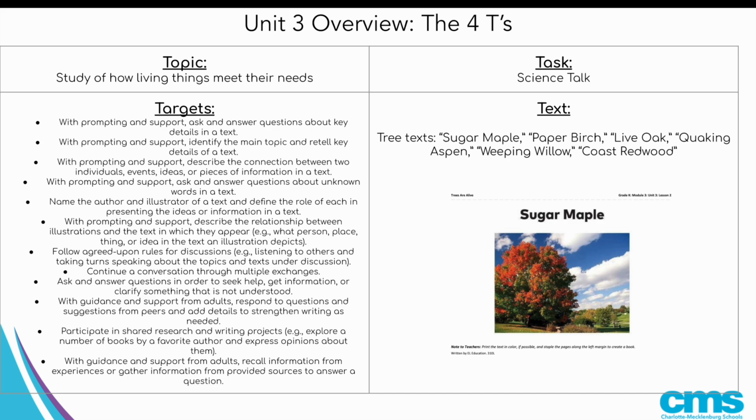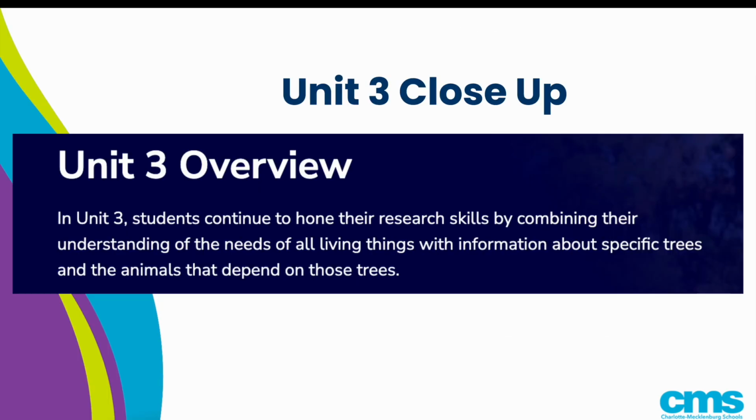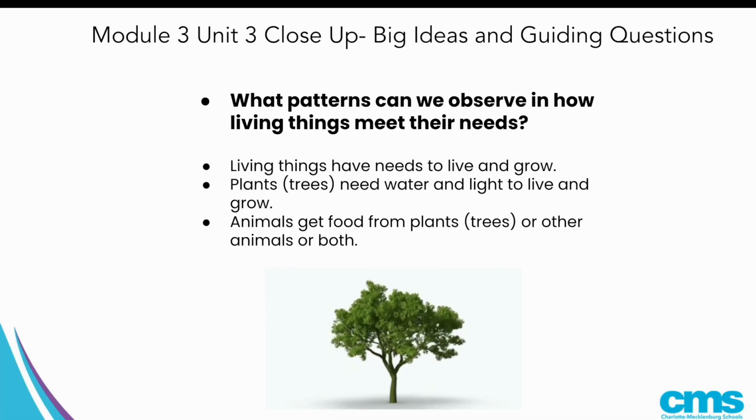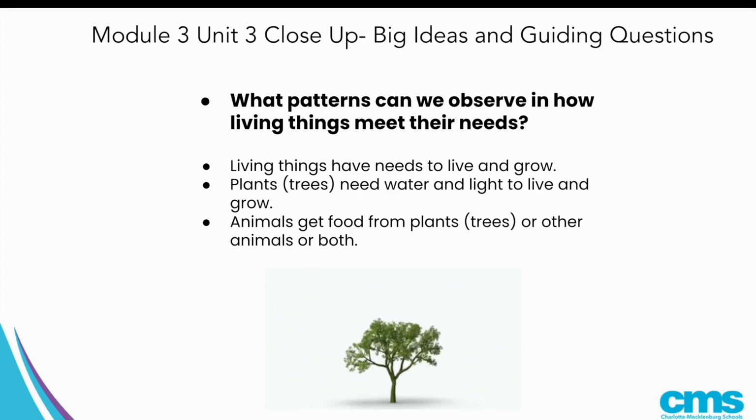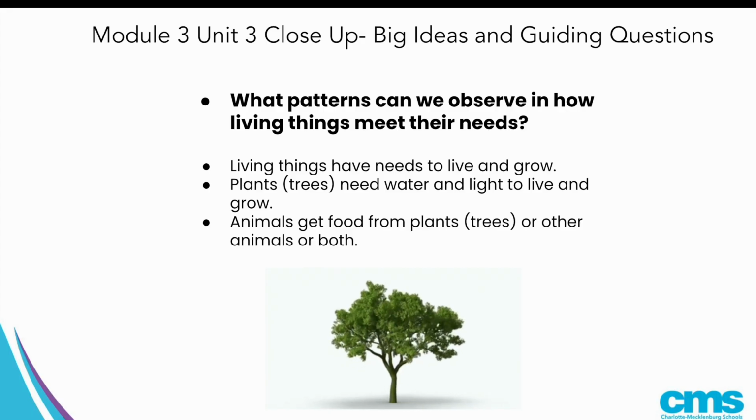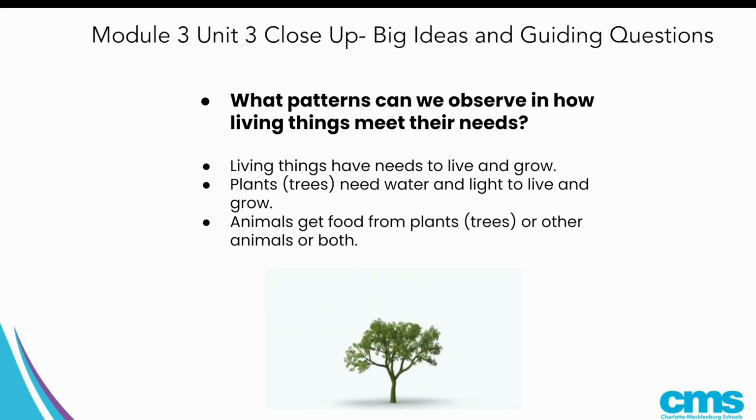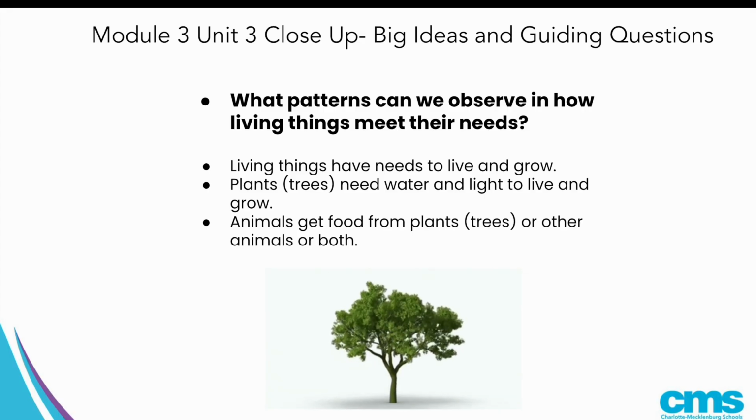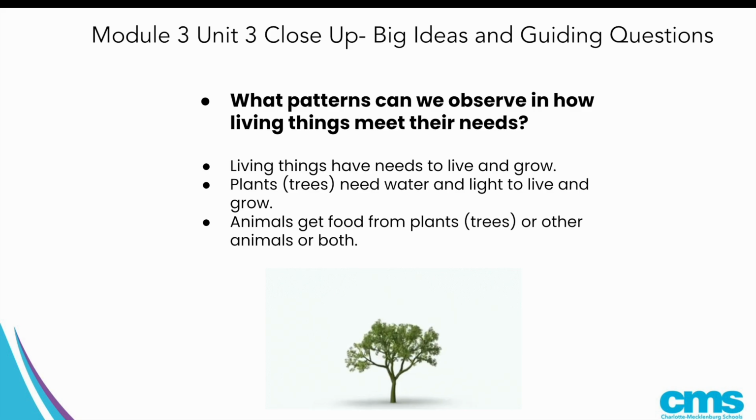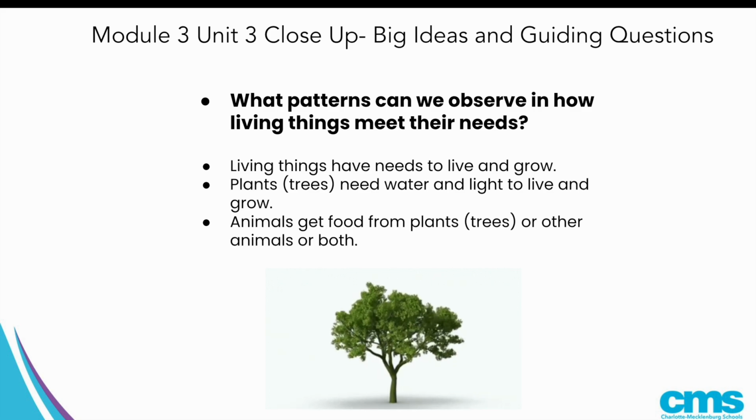In a few slides, we will take a look at what students will be doing specifically by looking at the standards that they'll be working on for this upcoming unit. So for our Unit 3 close-up, starting with our big idea and guiding question, what patterns can we observe in how living things meet their needs? Here are some potential answers as students are working through trying to figure out an answer to this guiding question. Living things have needs to live and grow. Plants and trees need water and light to live and grow. Animals get food from plants or other animals or both.